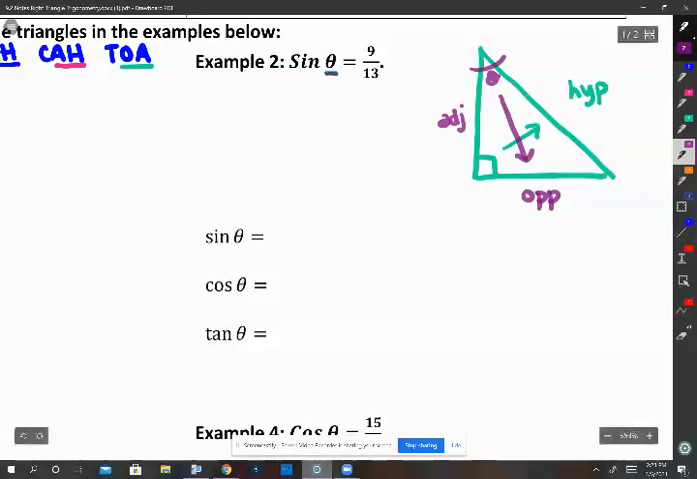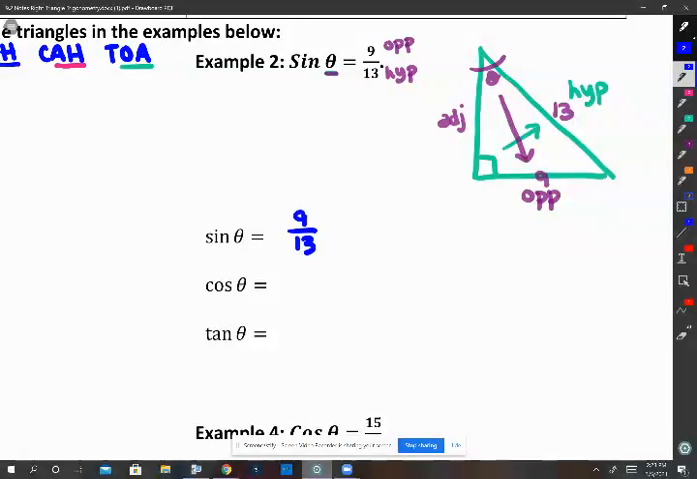So if the sine is 9 over 13, that means this is the opposite length, and this is the hypotenuse length. So that means opposite is 9, so the value here is going to be 9, and the hypotenuse is going to be 13, which means I don't have an adjacent side. And you guys can't write the ratio without all of them, right? Sine, we already know. We know that sine is going to be 9 over 13 because it's given to us. All right, but we can't find cosine or tangent without knowing what the adjacent length is.